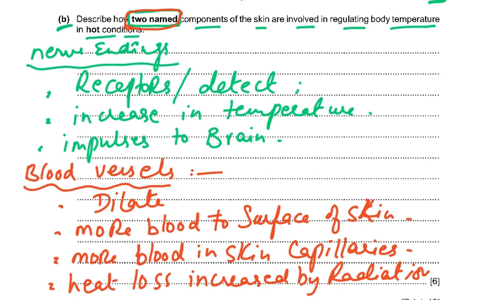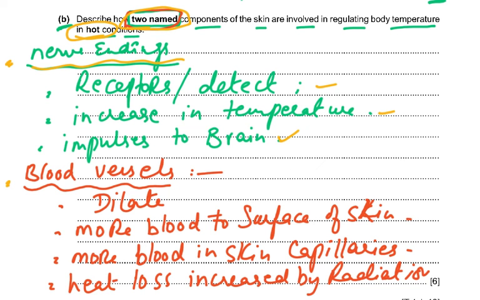Now, as you look at the answer, it said describe two named components. Now, the nerve endings, when you talked about that, you talked of the receptors which detect. They detect what? An increase in temperature, because it said hot conditions. It said that in the question. And then this generates impulses to the brain. These are the different headings I'm giving you.